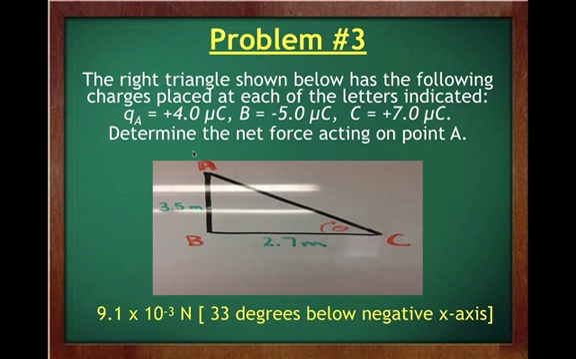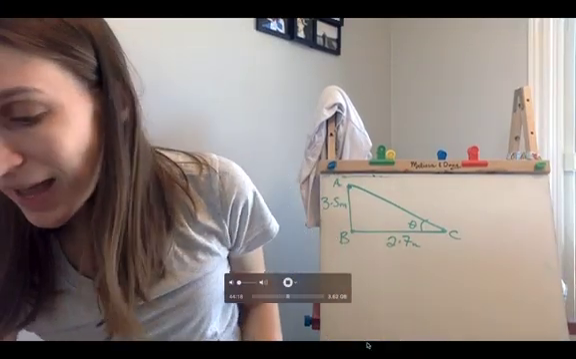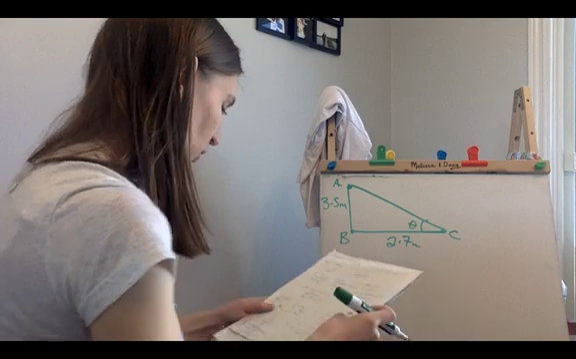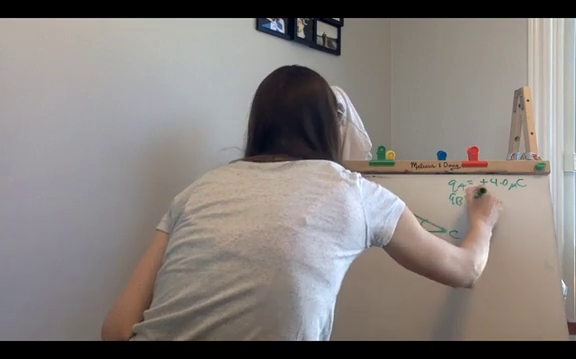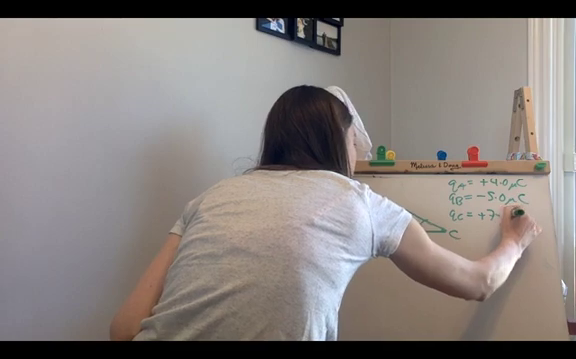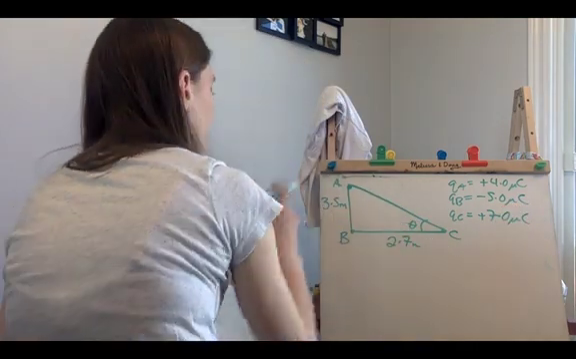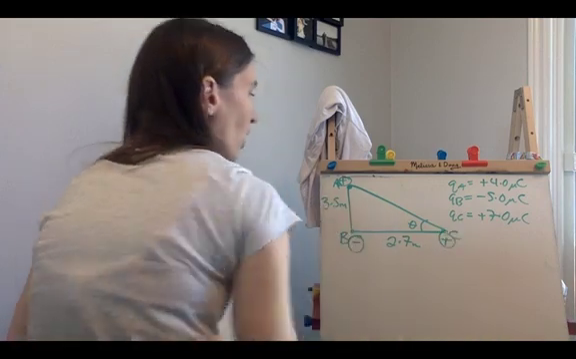Okay, so again, if I redraw that right triangle, we've got A, B, and C. The distance between A and B is 3.5 meters. The distance between B and C is 2.7 meters, and we have this angle in between. So if we are going to look at net force on point A, just by listing those charges again: charge on A was a positive 4 microcoulombs, charge on B was the negative 5 microcoulombs, and the charge on C was the positive 7 microcoulombs. Just thinking about net force on A right now, I know that A is positively charged, B is negatively charged, and C is positively charged as well.